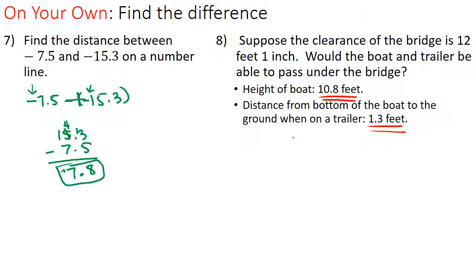So as we do that, we can do 10.8 plus 1.3. 8 and 3 is going to be 11. Carry that 1, and we're going to end up with 11.1 as our height of the trailer and the boat. So as we do that, we can see 11.1 feet is lower than 12 feet and 1 inch. So we can say yes, that our boat will be able to pass under this new bridge.